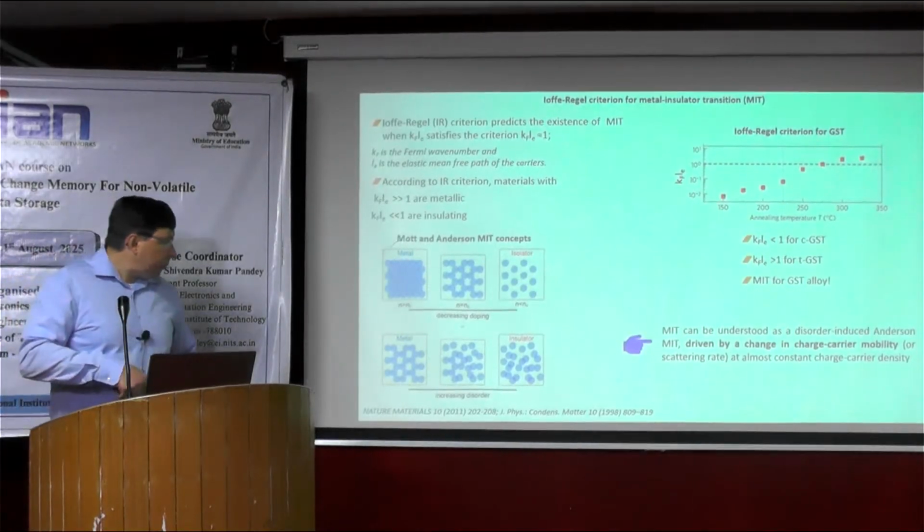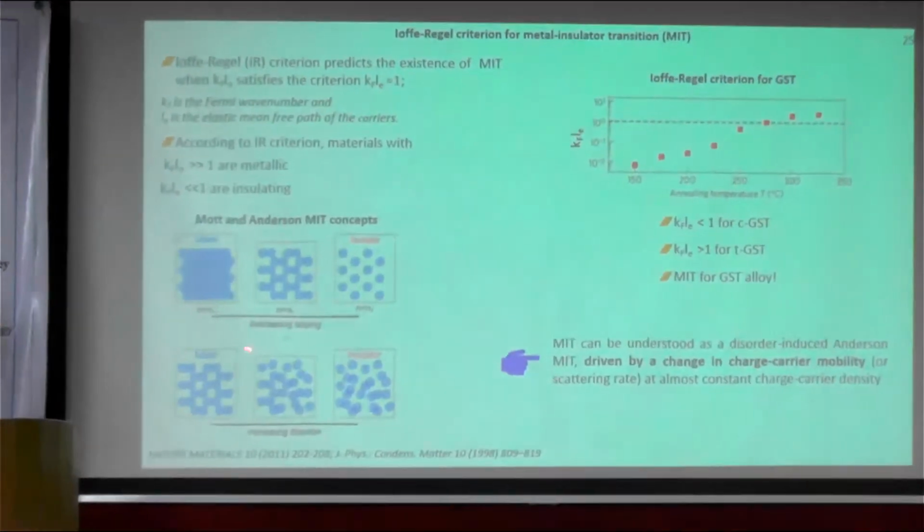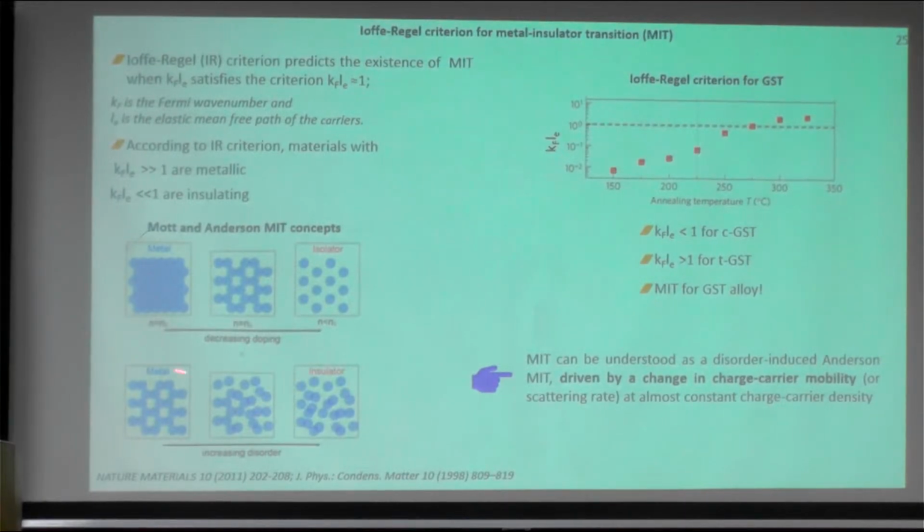In the case of Anderson MIT, this transition is driven by an increase of the disorder in the material. So if you start with metallic behavior, and then you increase the disorder, we can go from metal to insulator. In the case of phase change materials, it can also be measured. It was published in this publication.